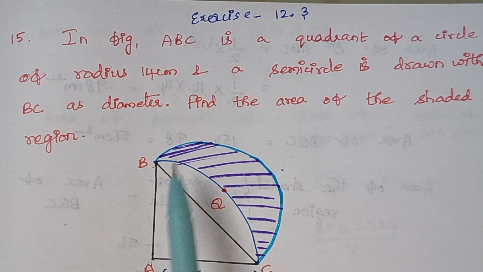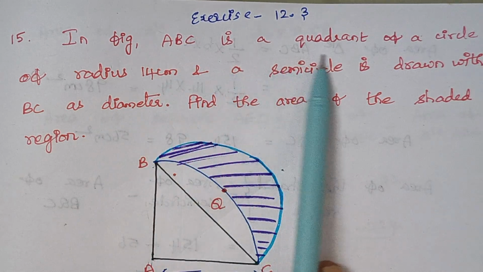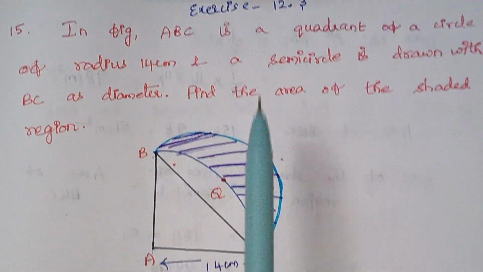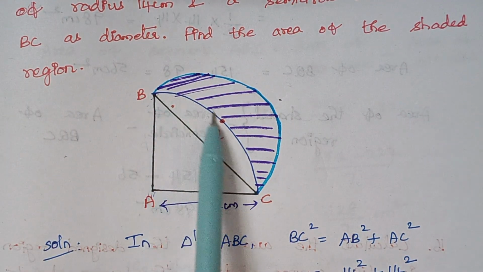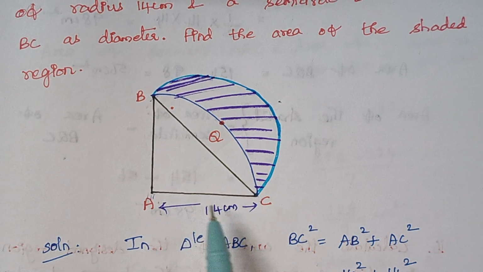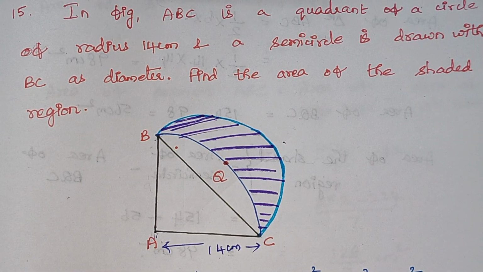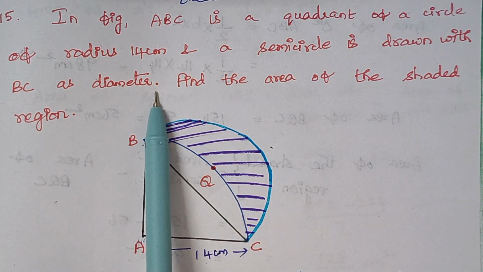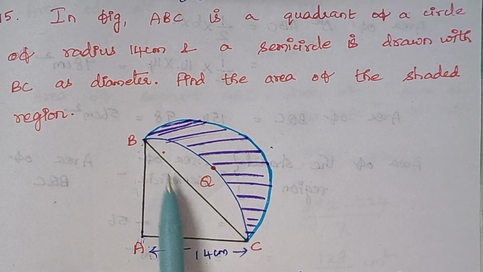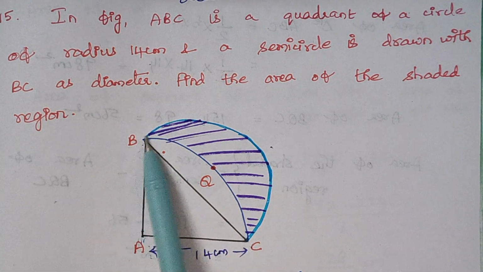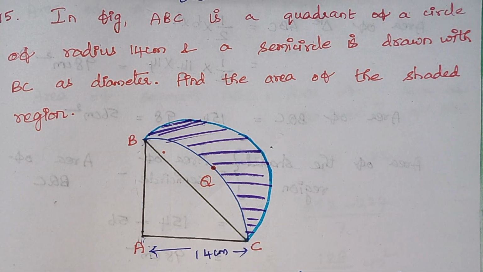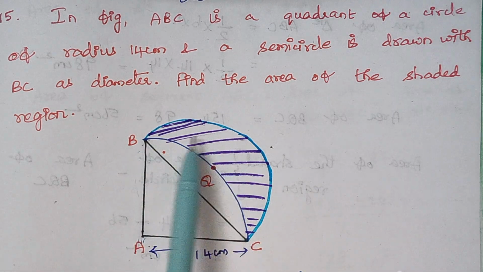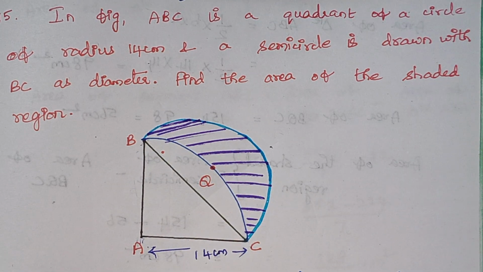The problem is, in the figure ABC is a quadrant of a circle of radius 14 centimeter. So here you see A, B and this C is a quadrant of a circle and the radius is 14 centimeter. And a semicircle is drawn with BC as diameter. So here by keeping this BC as diameter, a semicircle is drawn like this. Find the area of the shaded region. So here again we need to calculate the area of this shaded part.